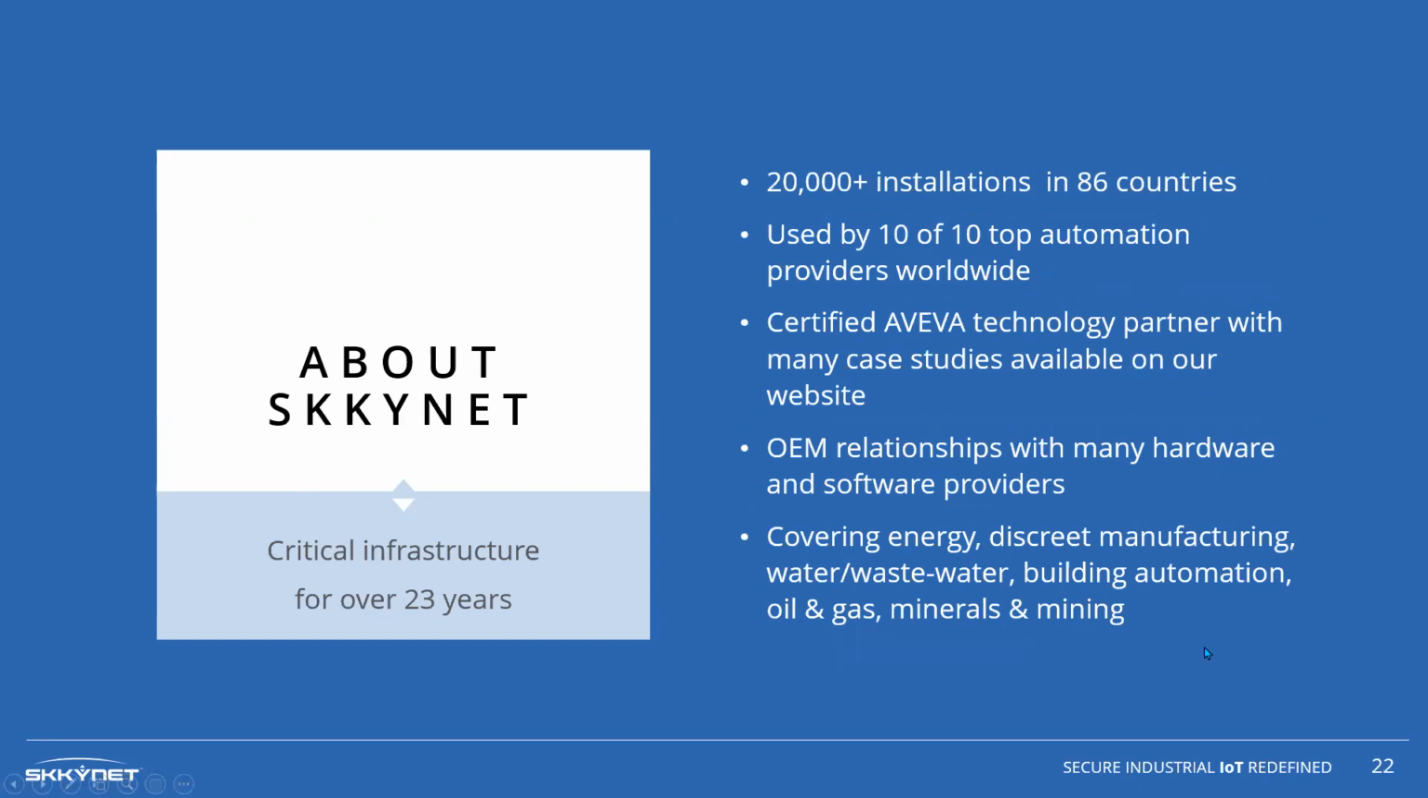So a little bit about Skynet. Today we have over 21,000 implementations in 86 countries. We are used by 10 of the top 10 automation providers. We're a certified Aveva technology partner. You'll find many of our case studies on our website. We have OEM relationships with many hardware and software providers, covering energy, discrete manufacturing, water, wastewater, building automation, oil and gas, minerals and mining.